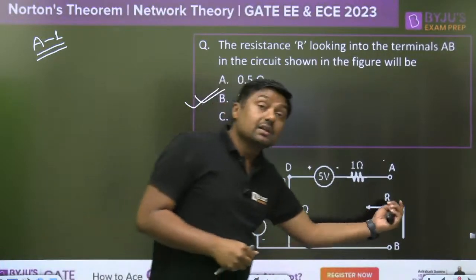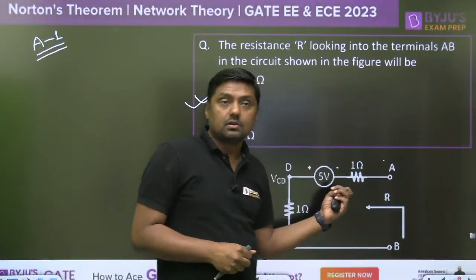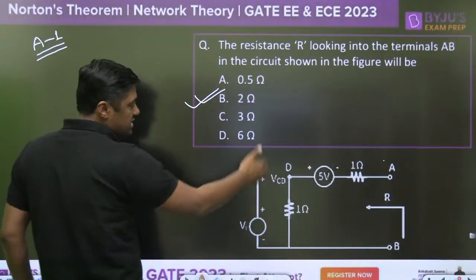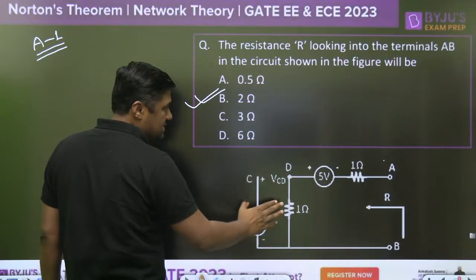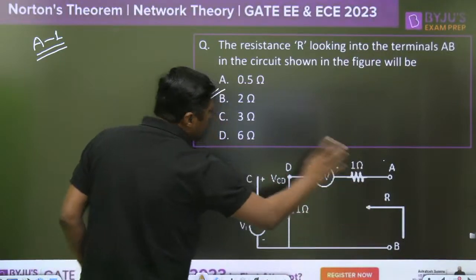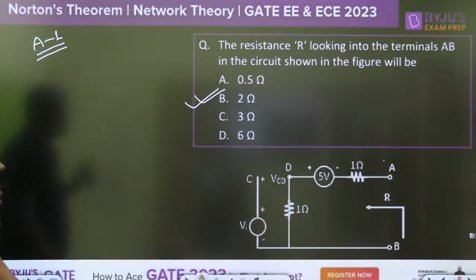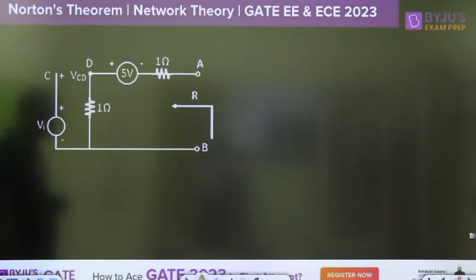What is the resistor seen here? R, right? And this is a disconnected circuit. The voltage between these two terminals is not asked across A and B, it is asked 2 ohm. One student has given the answer for this question, 2 ohm, very simple.